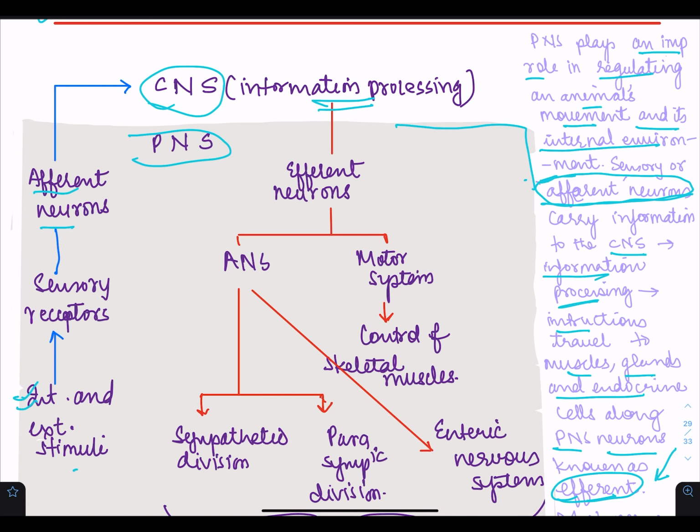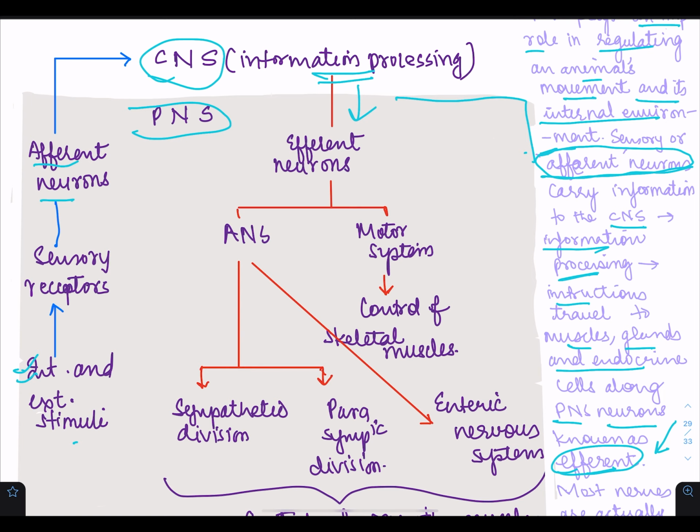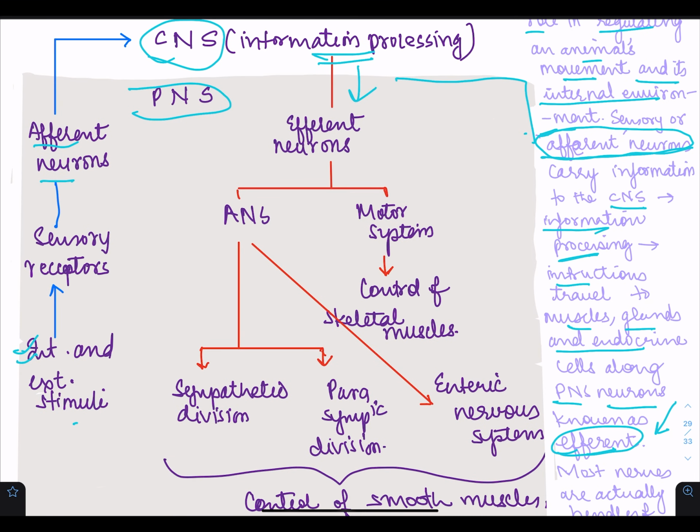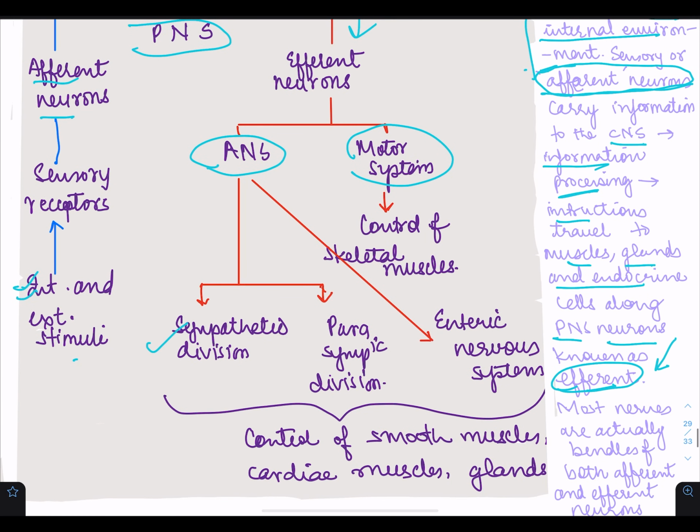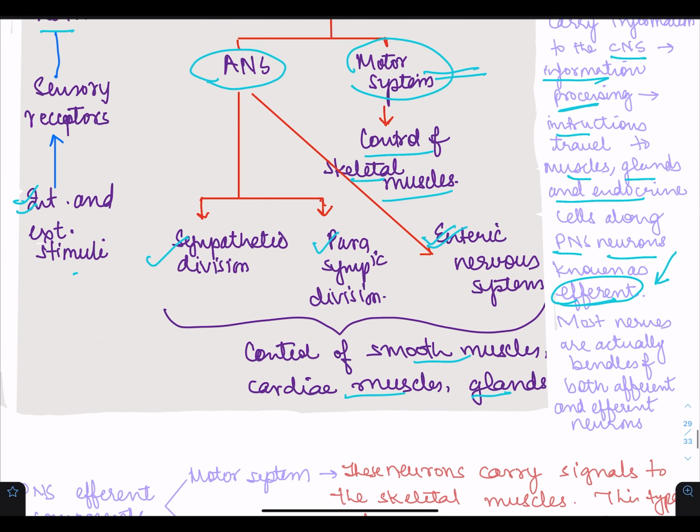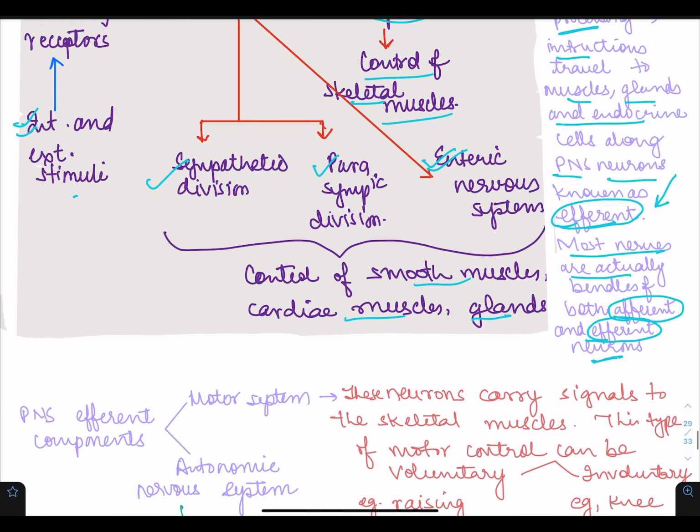And via the efferent neurons, the information will go, and there are two parts: the autonomic nervous system and the motor system. The autonomic nervous system has a sympathetic division, a parasympathetic division, and also an enteric part, the enteric nervous system. All these control smooth muscles, cardiac muscles and glands, while the motor system controls the skeletal muscles. Okay. Most nerves are actually bundles of both afferent and efferent neurons.